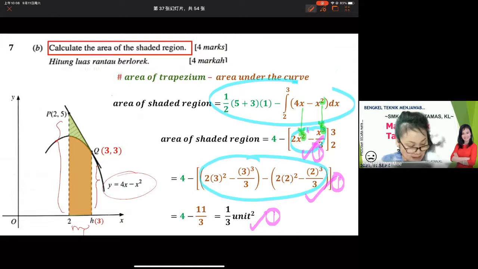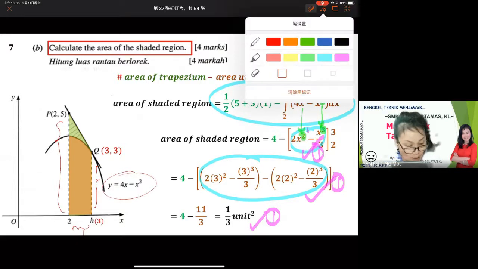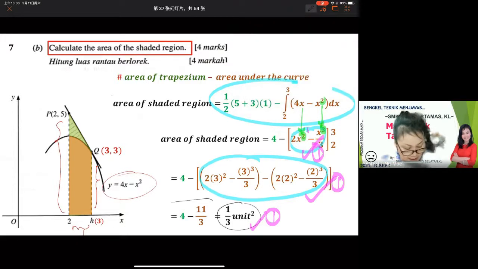You may say, teacher, if marks are taken away, where will they be taken? I shall take the marks away from here, because the 1/3 that you get from your answer here is the trapezium minus the area under the curve, right? So that's why you get 1 mark. So 2 in 1, you get 1 mark. So this is a bit cruel.